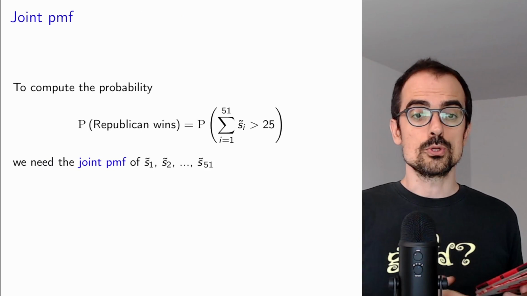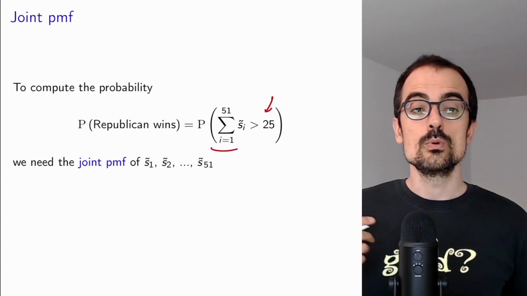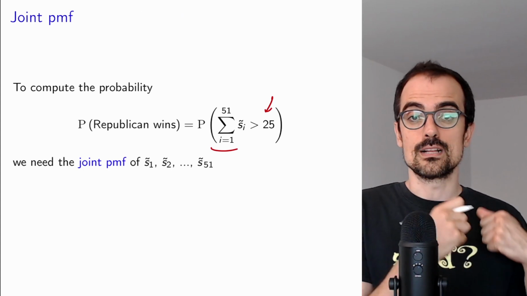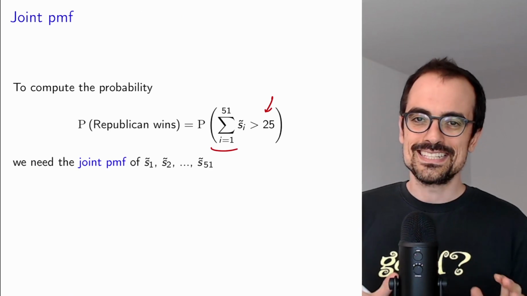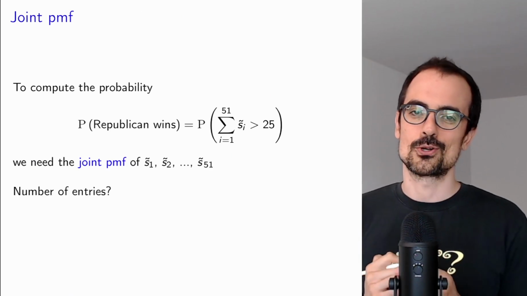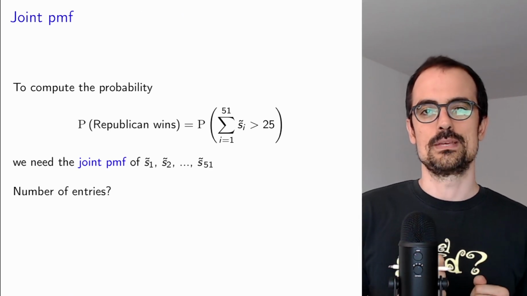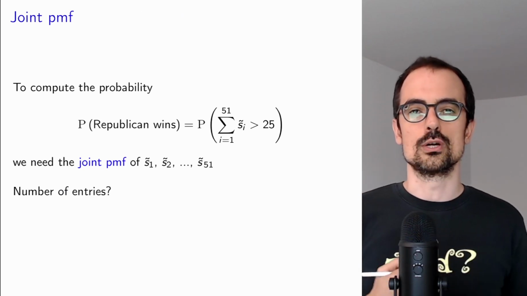So now if we want to compute the probability that this sum is greater than 25, then we need to characterize the joint PMF of the result in each of these states, in the 51 states. That sounds easy, but when we look at it a bit more closely, it's not so obvious, because what's the number of entries in this joint PMF? How many numbers do we have to estimate in order to estimate this joint PMF?